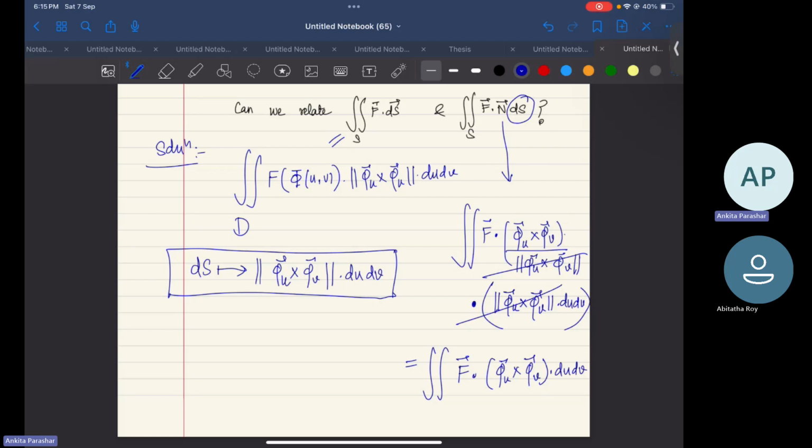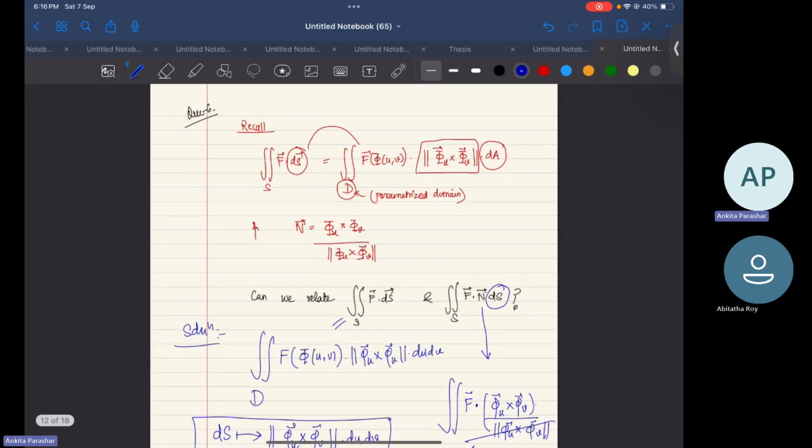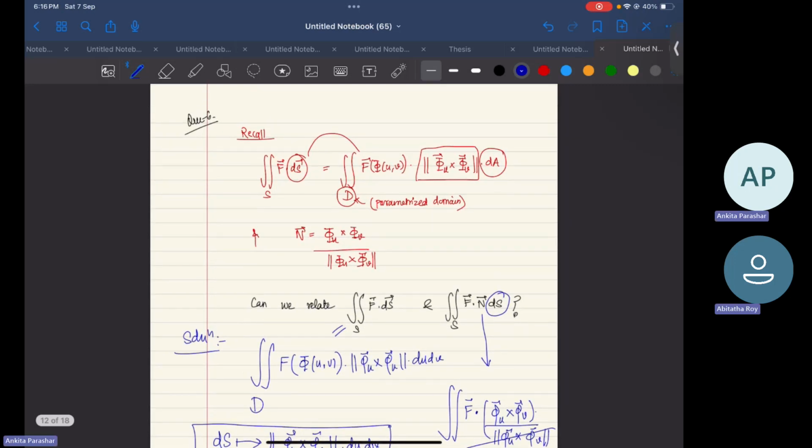So now you can see how to relate these two things. One of them looks like the scalar version of the line integral, and the second one will be in terms of a vector. That's all. It's not much. I just want to make sure that there is some kind of relation. It doesn't give you much, but anyway.